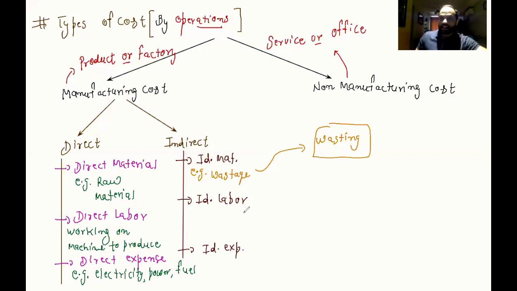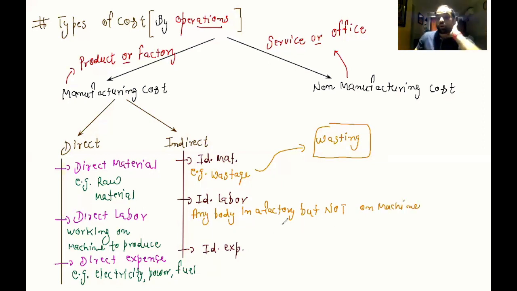Second is indirect labor. Indirect labor is anybody working in a factory but not on a machine. Anybody working in a factory but not working on a machine is called indirect labor. For example, a supervisor.